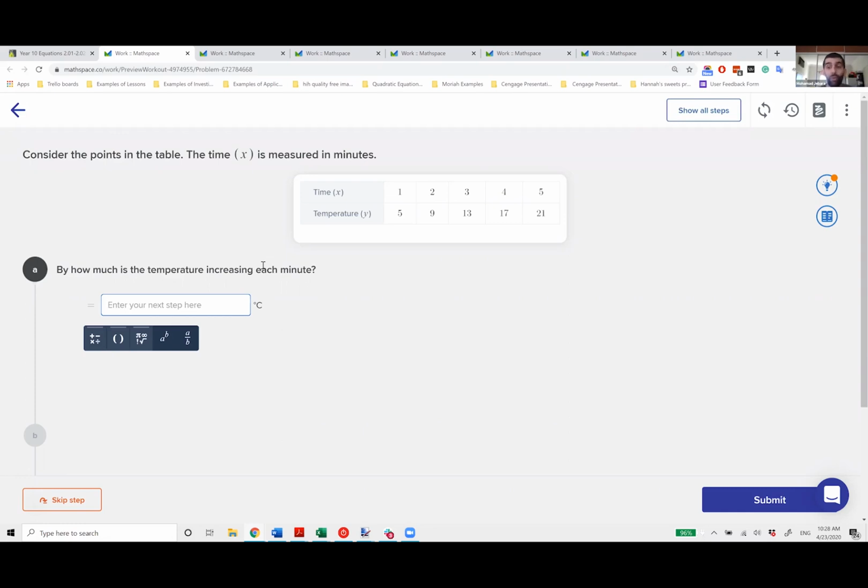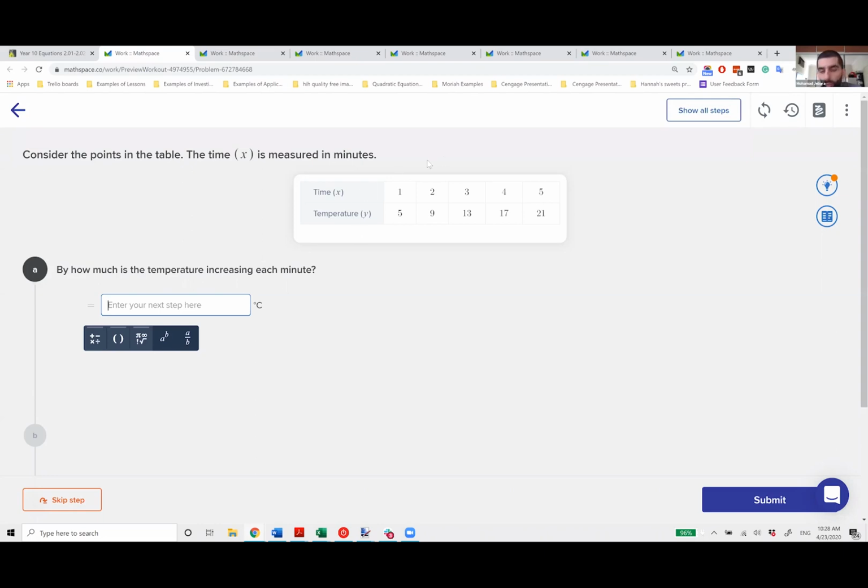In the real world you will solve many equations, whether it's in your job or just in living life. You have to be able to find the unknown number. So here's an example of one. Consider the points in the table. The time is measured in minutes. By how much is the temperature increasing each minute?